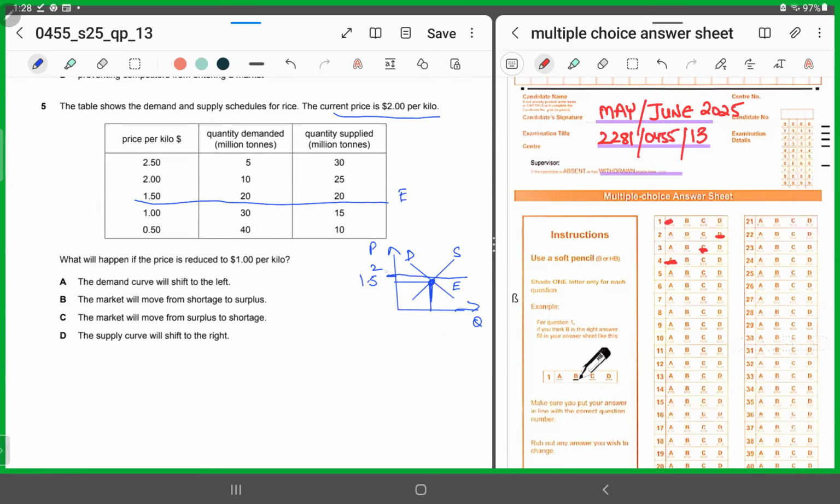Now at the current price, what is happening? This is the demand and this is the supply. So this is all excess. At present, at 2, quantity supplied is greater than quantity demanded at $2. So this means we've got excess supply.